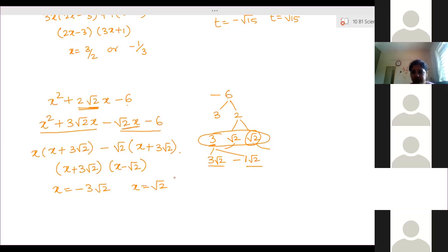Completed? Next question. On the sixth one, we split it up as root 3 x square plus 3x plus 7x plus 7 root 3, right? Yeah, root 3 x square plus 10x plus 7 root 3. So 3x plus 7x.